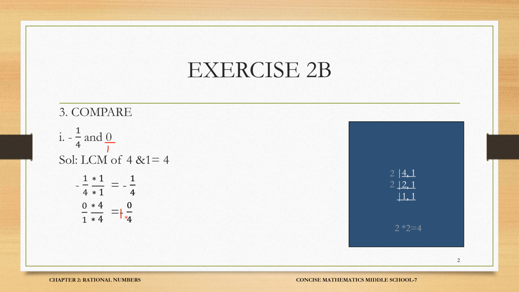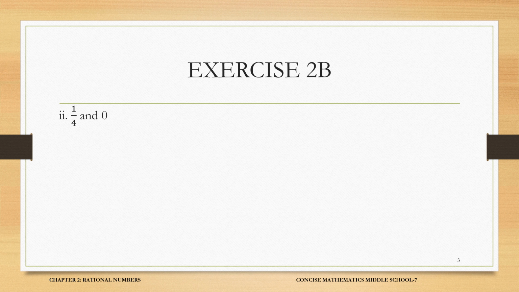So here minus 1 by 4 and 0 by 4 are the rational numbers which we need to compare. So we just compare the numerators, that is minus 1 and 0, right? Which one is greater? 0 is greater than minus 1, right? So you can write it down as minus 1 by 4 is less than 0 by 4. That is, minus 1 by 4 is less than 0.